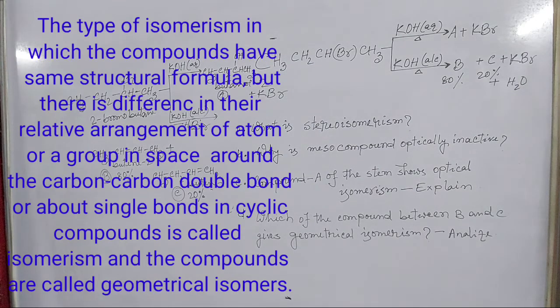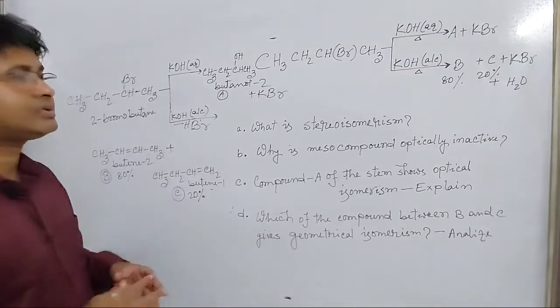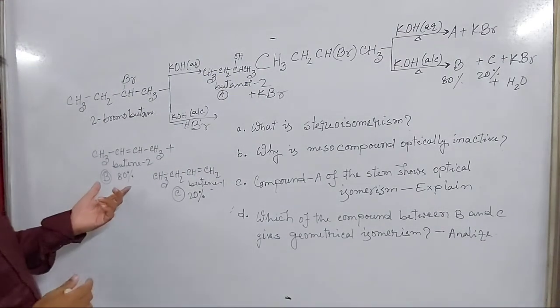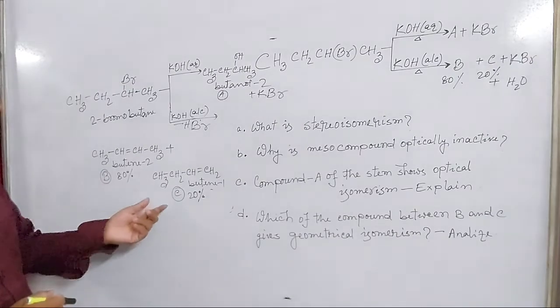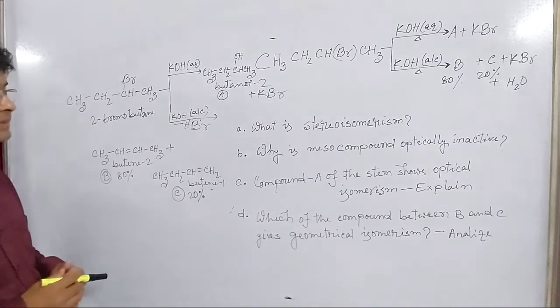The type of isomerism in which the compounds have the same structural formula but there is a difference in their relative arrangement of atoms or groups in space around the carbon-carbon double bond, or about a single bond in cyclic compounds, is called geometrical isomerism, and the compounds are called geometrical isomers. So dear students, we can see butene 2 is produced here at 80% and butene 1 is produced here at 20%.